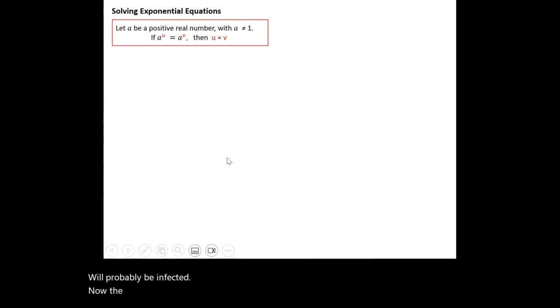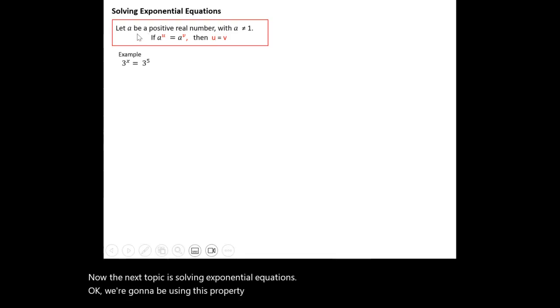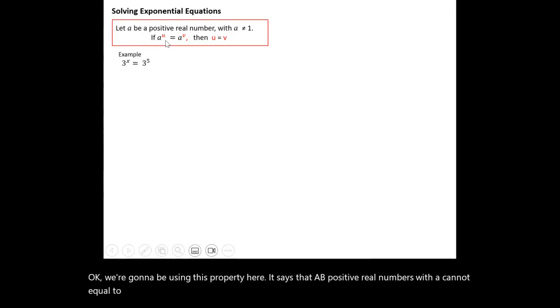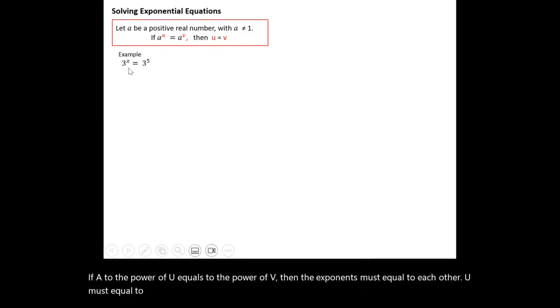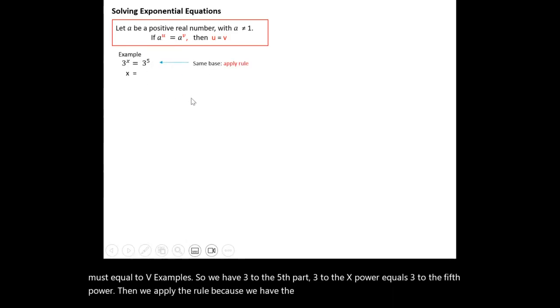Now the next topic is solving exponential equations. Okay, we're going to be using this property here. It says let a be a positive real number with a not equal to 1. If a to the power of u equals a to the power of v, then the exponents must equal each other: u must equal v. Example: 3 to the x power equals 3 to the 5th power. Then we apply the rule because we have the same base. So x equals 5.